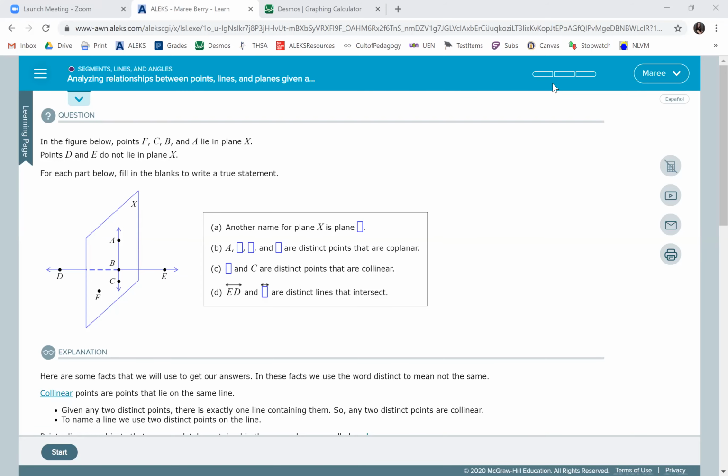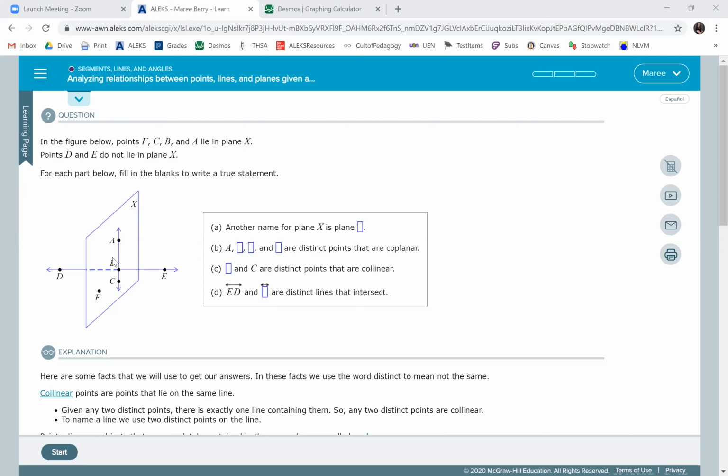This topic is a little bit harder because it is very visual. We're going to be talking about points, lines, and planes. So in this parallelogram that's blue and it's four-sided, this is called a plane, okay? We can name it with X, the letter X. So this X right here represents the name of the plane.